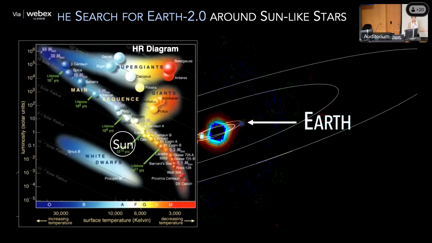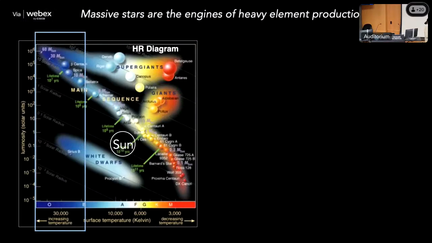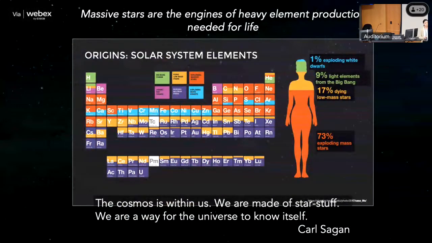But a lot of people here know that in order to create these rocky planets, to seed life, we have to ask where those elements come from. It's the massive stars. The massive stars are the engines of heavy element production that are needed for life, right? And this is the way our work ties into this grander story of our origins.